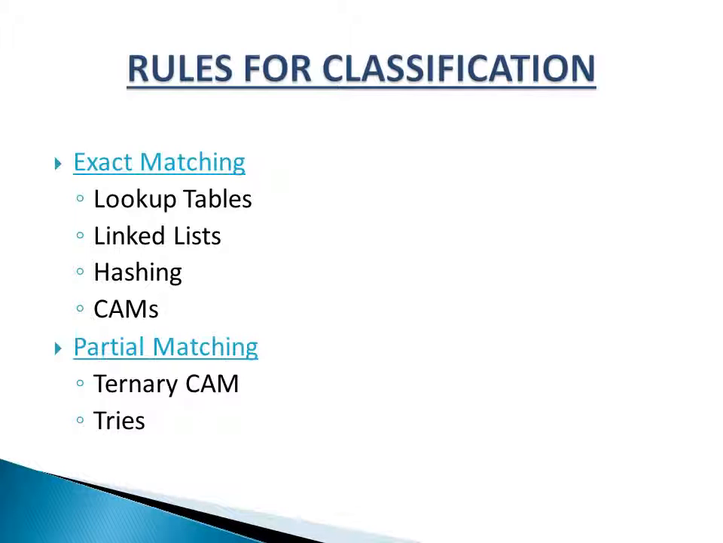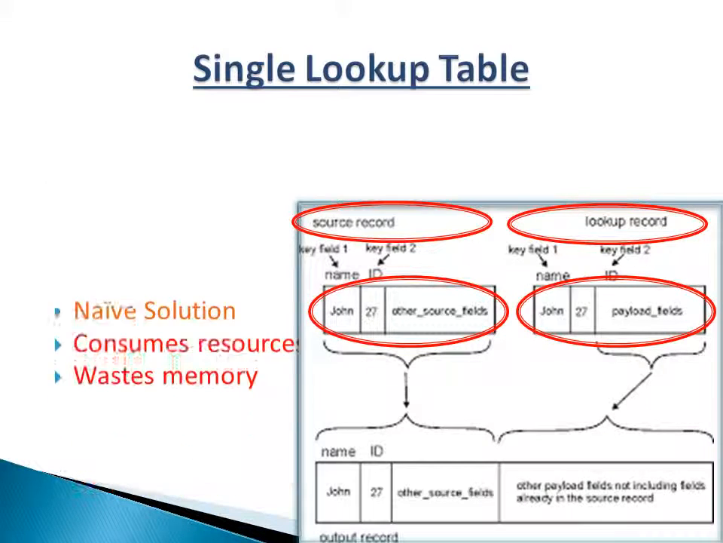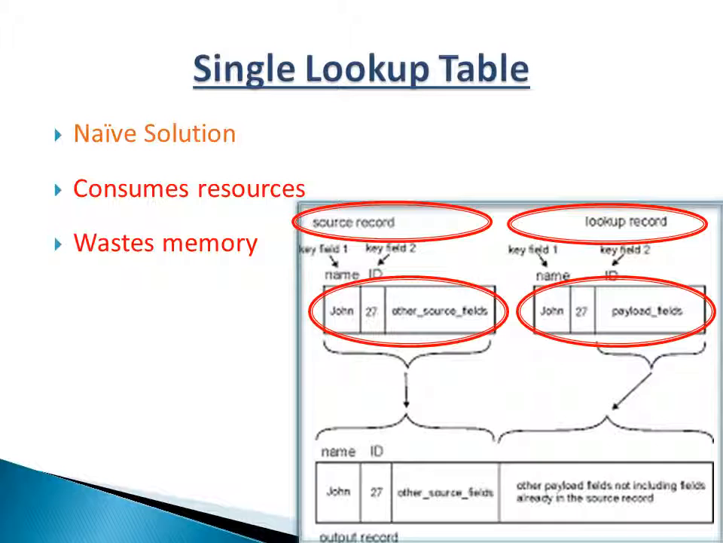Next up, we see exact matching classification methods. First is the single lookup table. If the values of the source field and lookup field match, then source record and lookup record are matched if they have the same values for the key field. It is called naive solution because it uses too many resources and memory is wasted, but it is fast and simple.